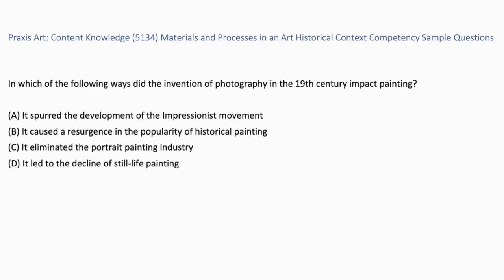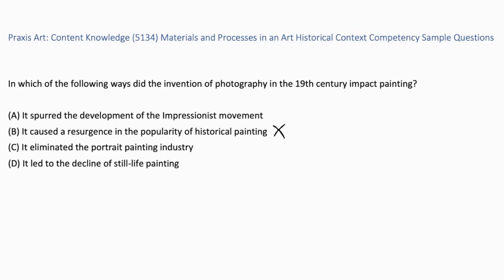In which of the following ways did the invention of photography in the 19th century impact painting? A, it spurred the development of the Impressionist movement. B, it caused a resurgence in the popularity of historical painting. C, it eliminated the portrait painting industry. Or D, it led to the decline of still life painting.